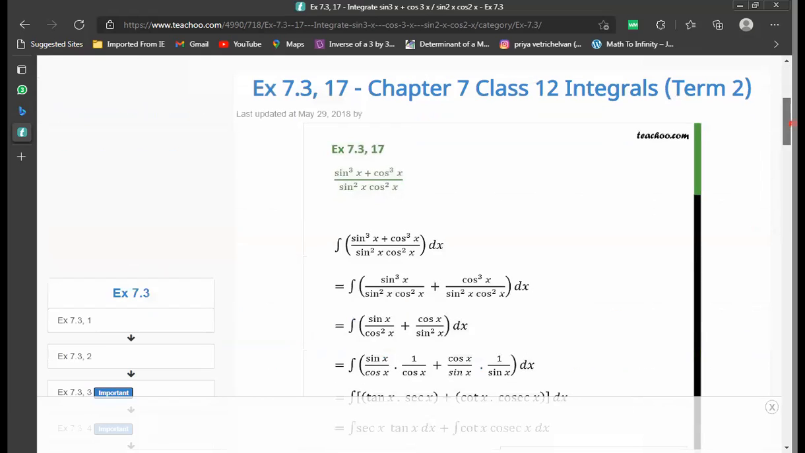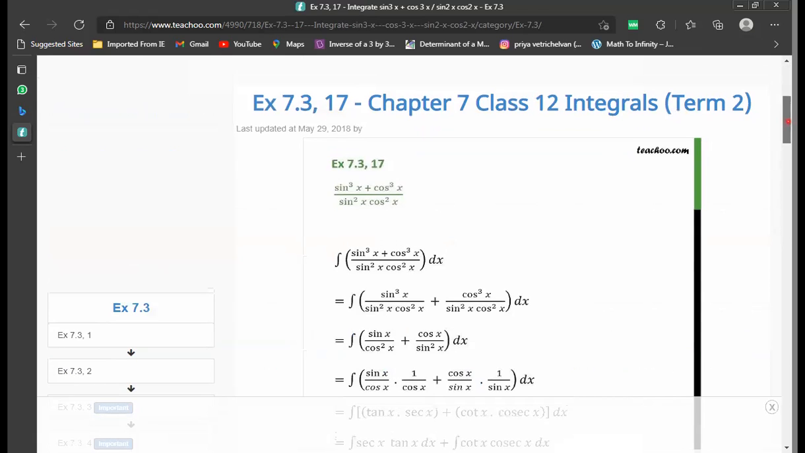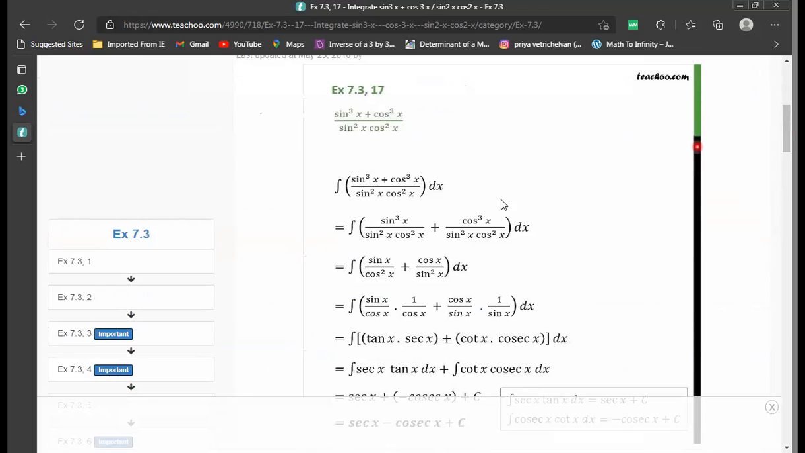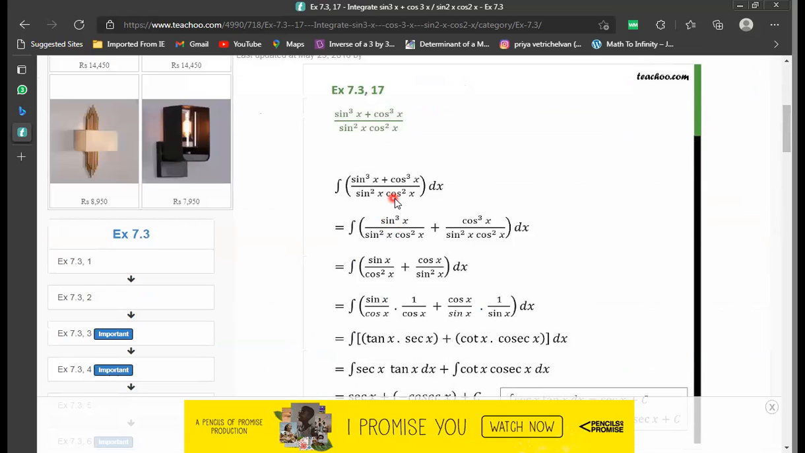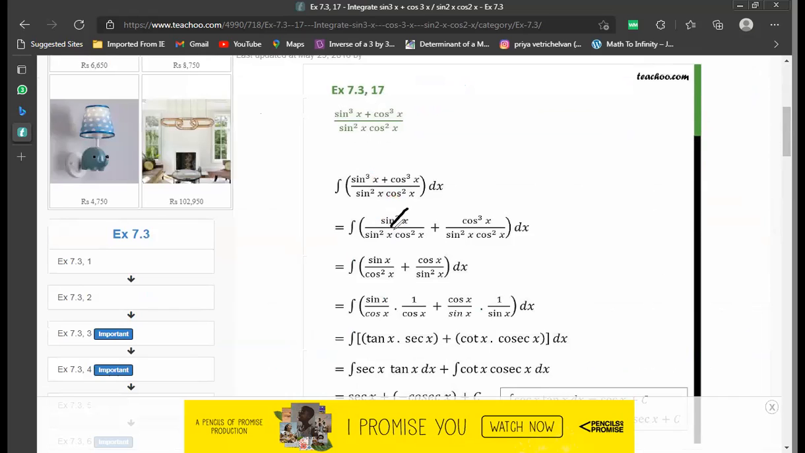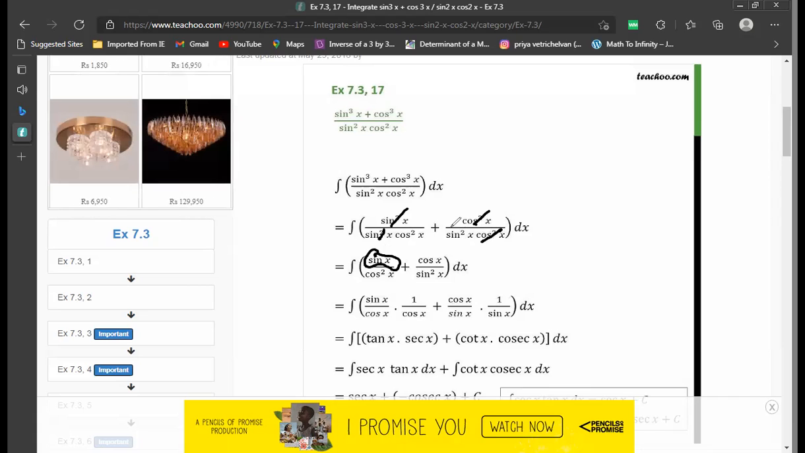Sin cube x plus cos cube x upon sin square x cos square x. So they are just splitting it. The denominator sin square x cos square x is common for sin cube as well as cos cube. So when you split them, the sin cube and sin square will cancel. The sin cube will reduce to sin, isn't it? This cos square and cos, if you cancel out each other, then the numerator will turn into cos.